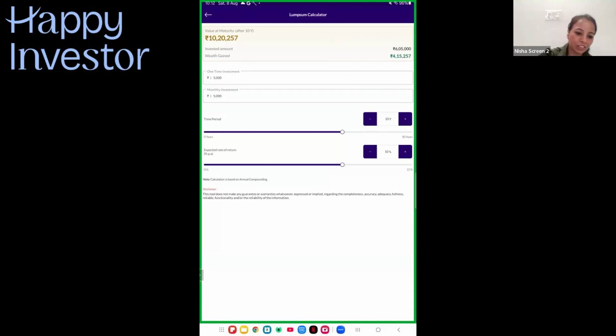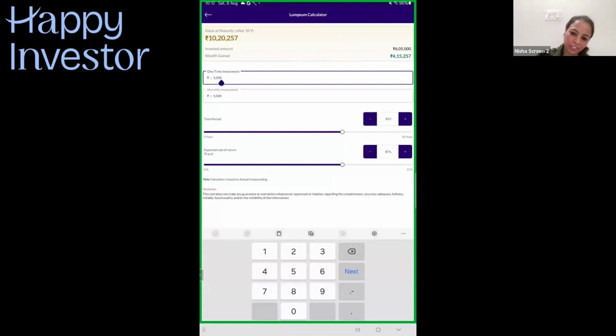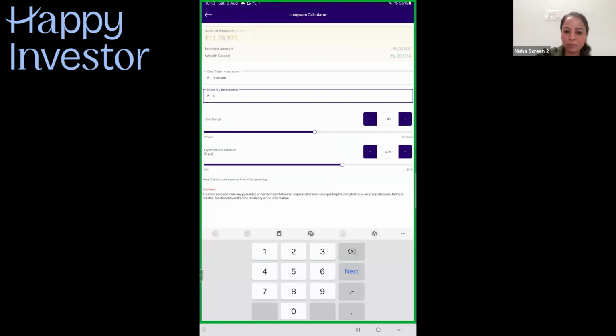Suppose I have 5 lakhs available with me for an investment today. So let me enter that in the one-time investment box. Since it's a one-time investment, I will remove it from the monthly investment box. And let's assume I'm planning to invest this amount for 5 years. As you can see, there is a minus and a plus sign. Minus is to decrease the number of years, and the plus sign is used to increase the number of years. Since I want to decrease it, I'm using the minus sign.